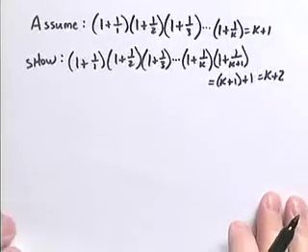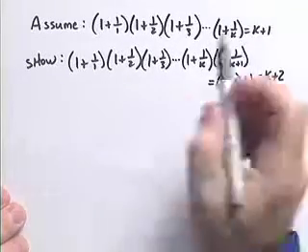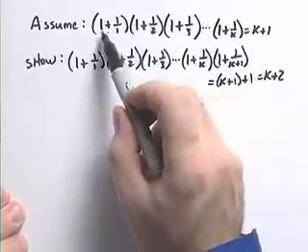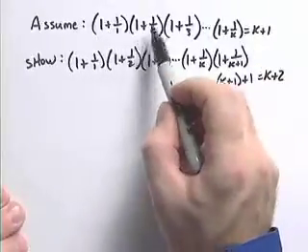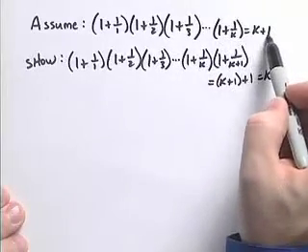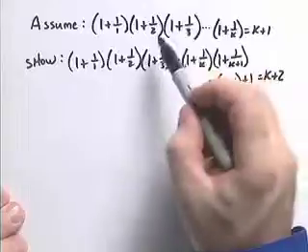What we're going to do is assume that our equation holds for some value k. So we're going to assume that (1 + 1/1)(1 + 1/2)... (1 + 1/k) equals k + 1. We're going to assume this is a true statement.